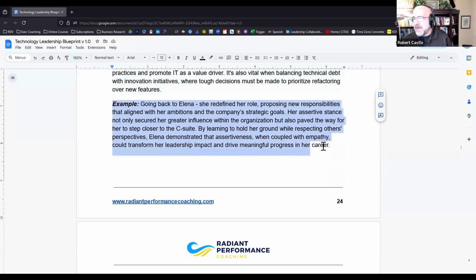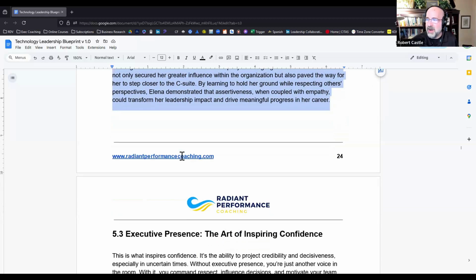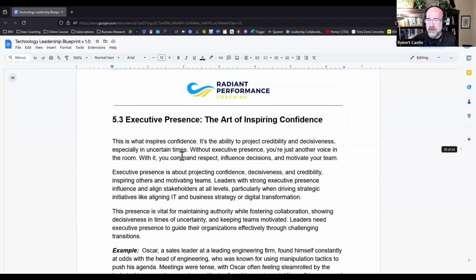Let's take an example. Going back to Alina, she redefined her role, proposing new responsibilities that aligned with her ambitions and the company's strategic goals. Her assertive stance not only secured her greater influence within the organization, but also paved the way for her to step closer to the C-suite. By learning to hold her ground while respecting others' perspectives, Elena demonstrated that assertiveness, when coupled with empathy, could transform her leadership impact and drive meaningful progress in her career.